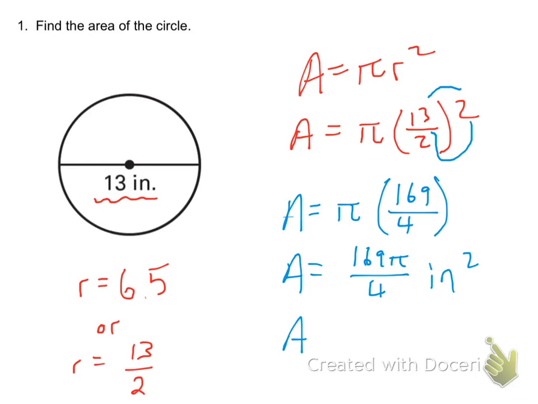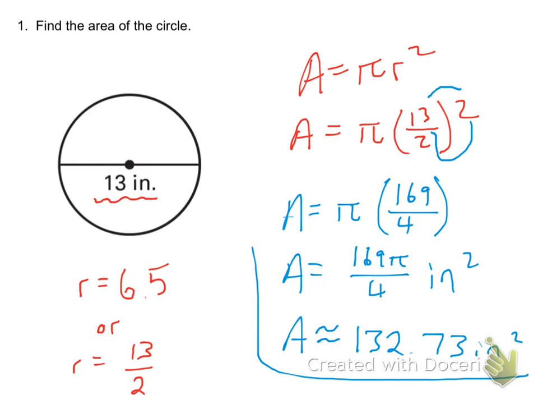Now if I want to get the decimal for my decimal people, you just take that and put it into the calculator, and what you should get is 132.73 inches squared. So a lot of this is very similar to finding circumference. It's just using a different formula. And I say circumference because that was our last lesson.